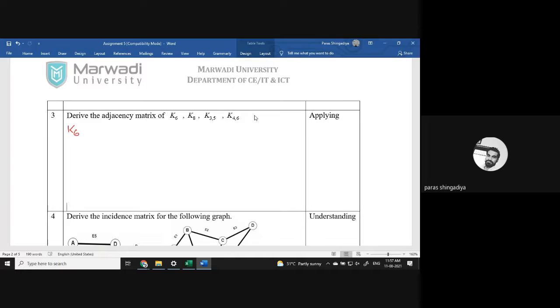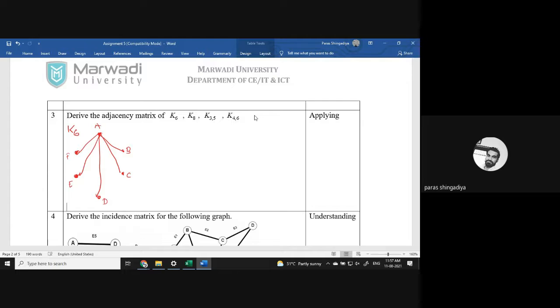K6 means a complete graph with 6 vertices. And as we know the definition of a complete graph, each and every vertex should be connected. And we'll derive the answer of the matrix directly, after verification of the graph. So these are the 6 vertices. Mention the notation: A, B, C, D, E and F. So A will be connected with every vertex. A should be connected with B, then C, then D, then E, and then F. Clear? That is from A.